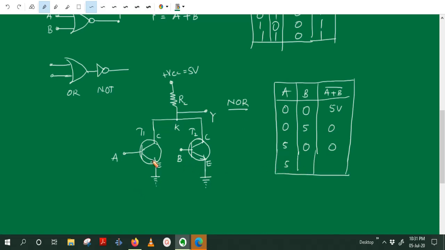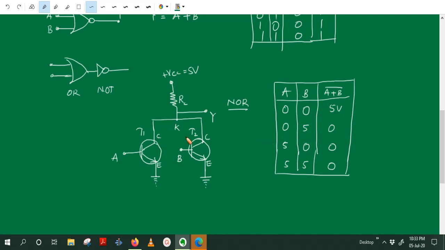If both A and B are connected to plus 5 volt, that means we have to connect them to a 5 volt battery, then what happens? The transistors T1 and T2 are both in on state. Therefore point K is grounded. That means the current is flowing through the resistance RC. So in this case also, the output Y is 0 volt. So this is the working of the NOR gate.